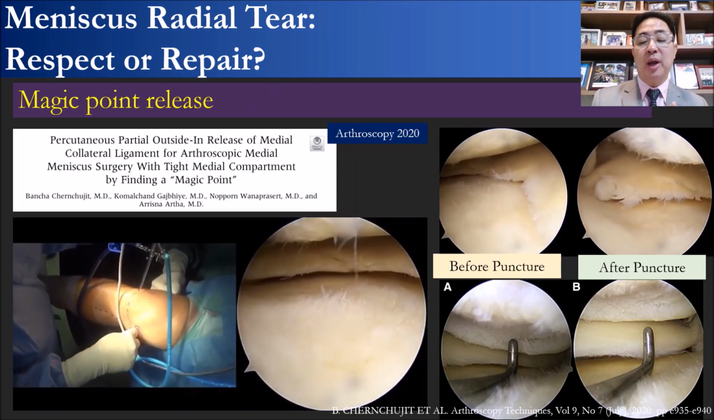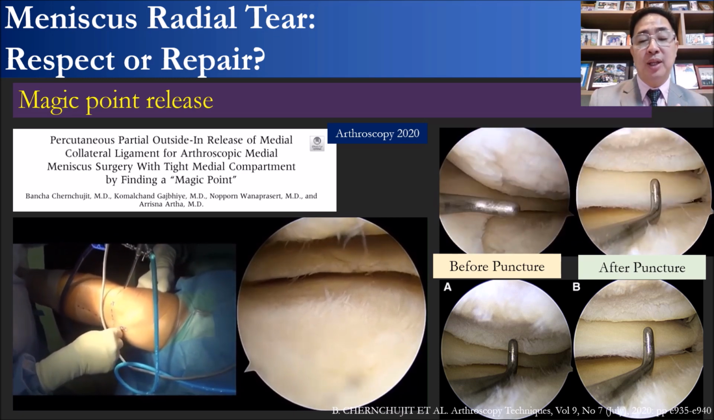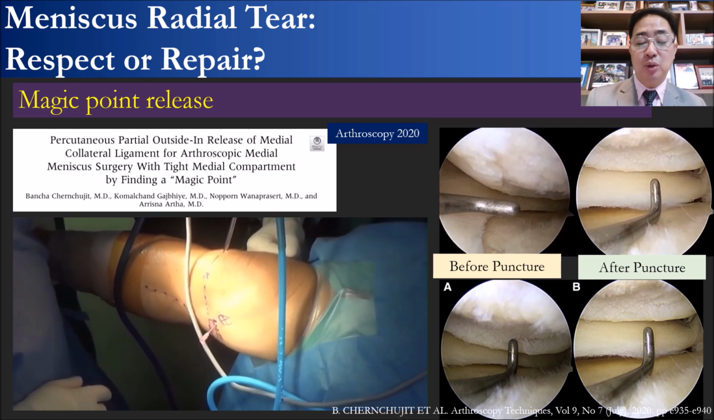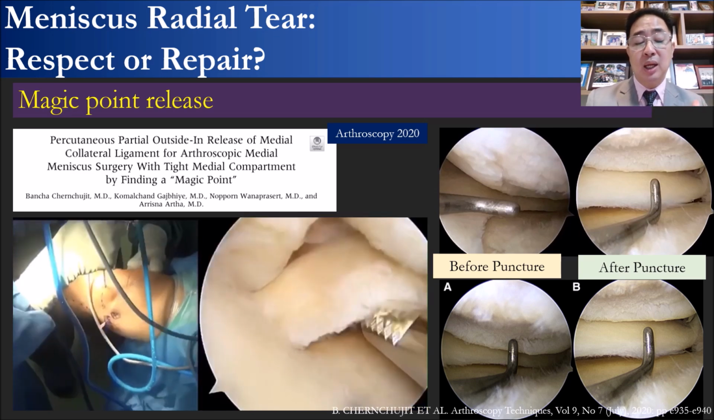So I think the surgical exposure is the key. I propose a technique we call magic point release. You can read this article in Arthroscopy in 2020. The line is drawn from the posterior cortex to the adductor tubercle, about 1.2 centimeters from the joint line. Use a number 18 needle, and you can open the joint easily.